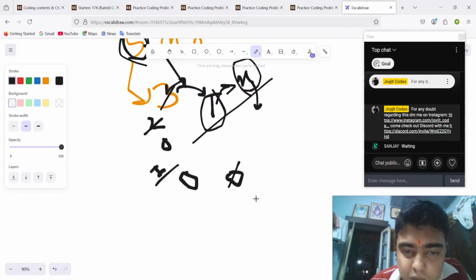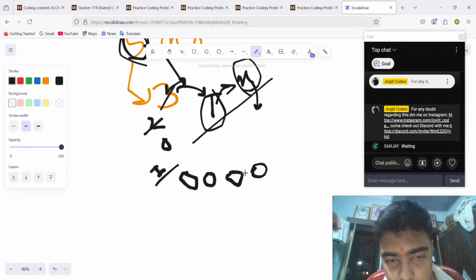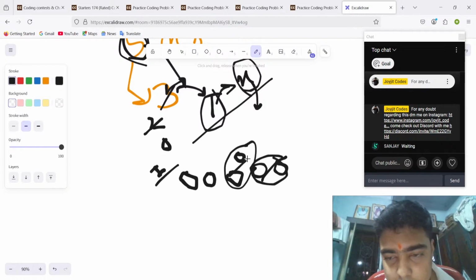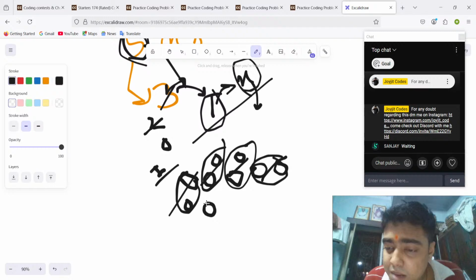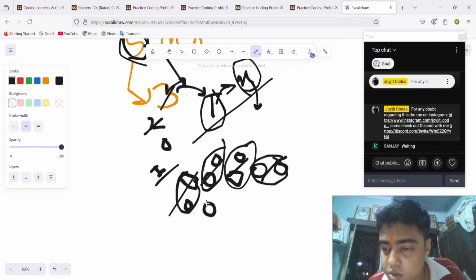Because we know that even if there were 5 zeros, 1, 2, 3, 4, 5, we can group these two zeros, delete them and make 1 zero. Then group these two zeros, delete them, make 1 zero. Group these two zeros, delete them and make 1 zero. So no matter how many zeros are there, at the end you're going to have 1 zero if there is at least 1 zero, or you have reduced any number to 0.